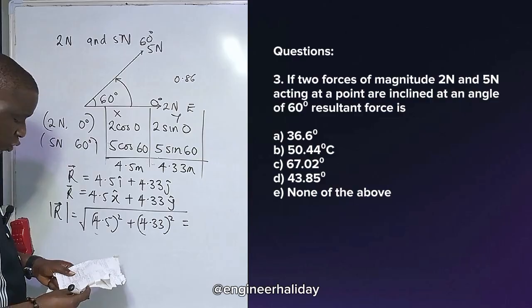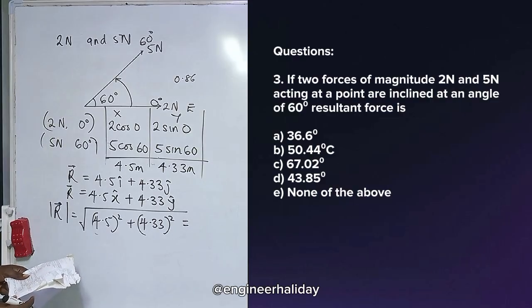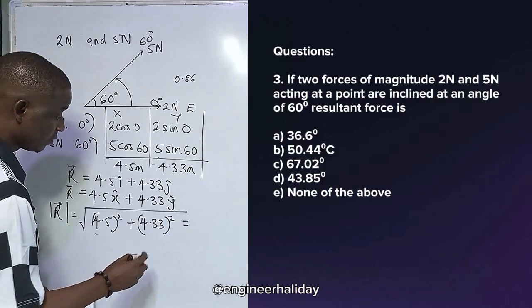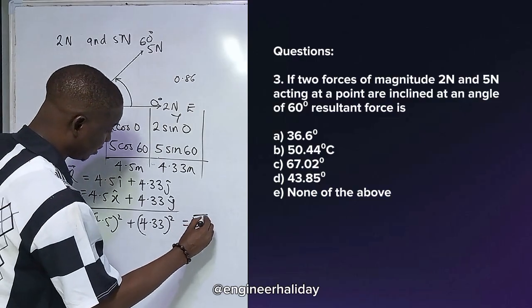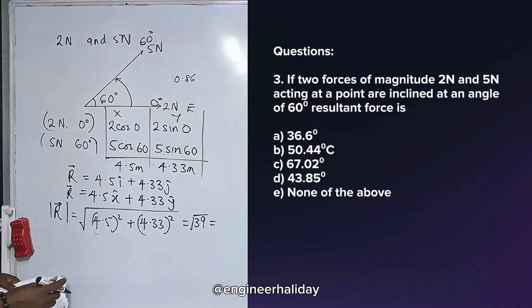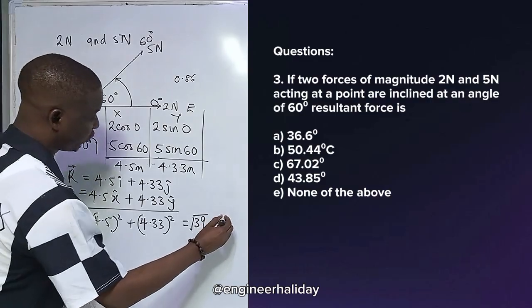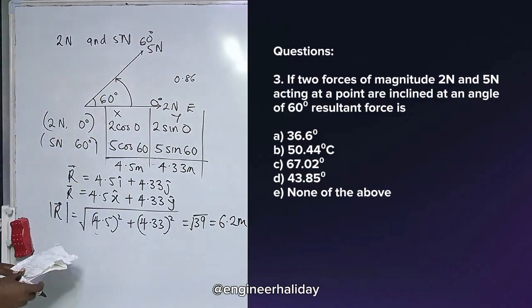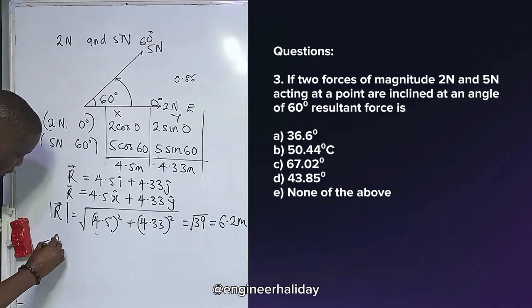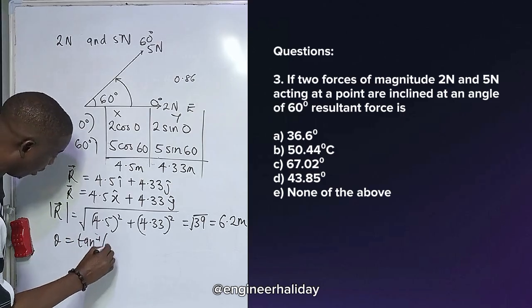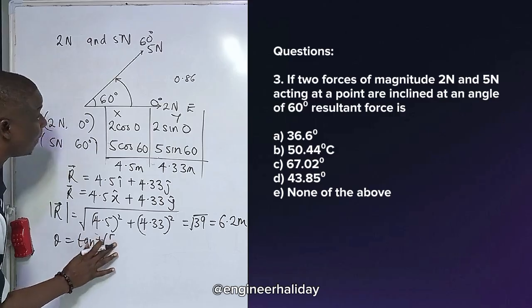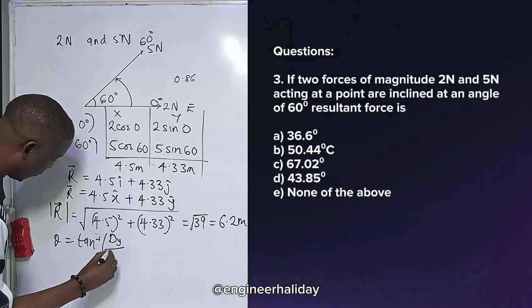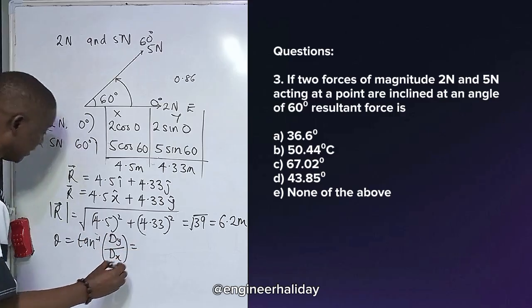If you press the calculator, you get the square root of 39, and when you take the square root of 39, you have 6.2. Excellent, 6.2 meter. That should be our magnitude. They didn't ask us for direction, but direction should be equal to inverse tan of the distance along the y-axis over the distance along the x-axis.